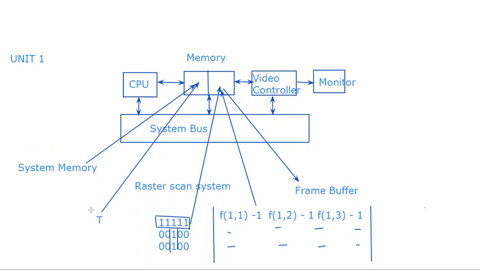Now, the task of the video controller. The task of the video controller is that it reads this particular matrix and puts these values on the monitor in this way. It starts from here, 1 1 position, and puts this value on the monitor, on the screen. So suppose this is your monitor. So what will the video controller do? It reads the value from here, means the F11 position.